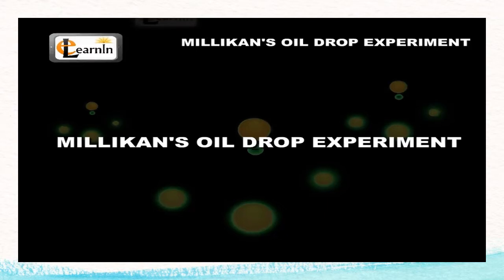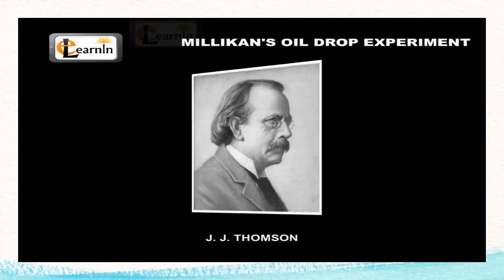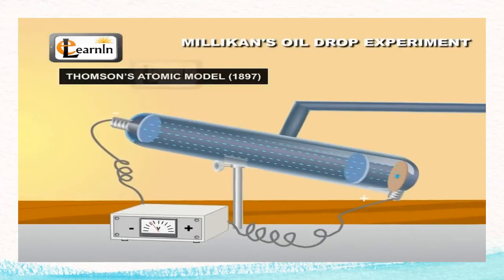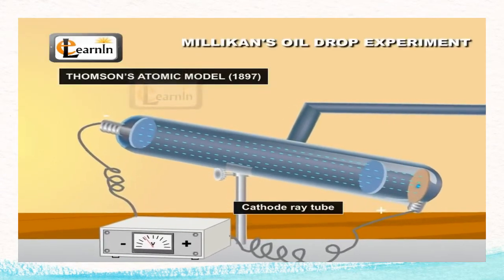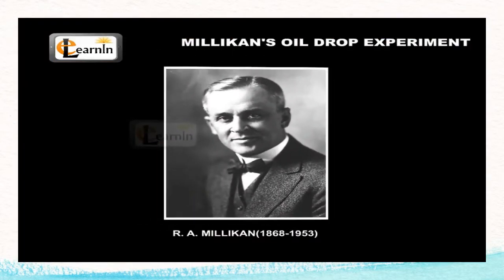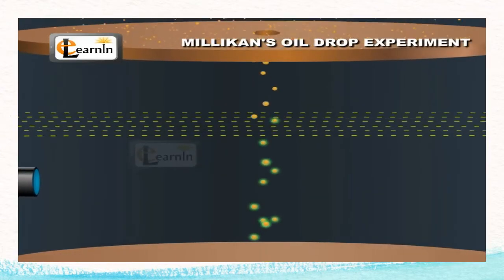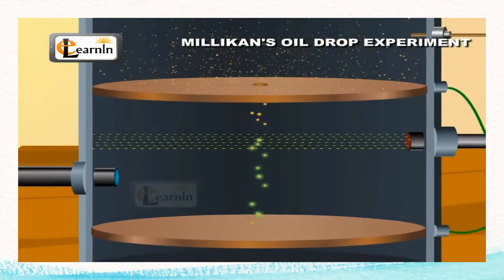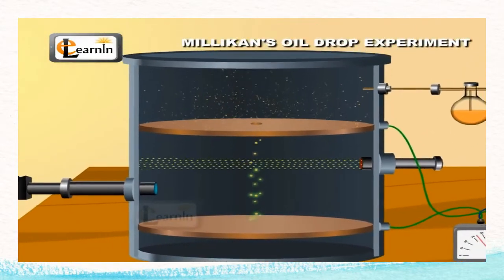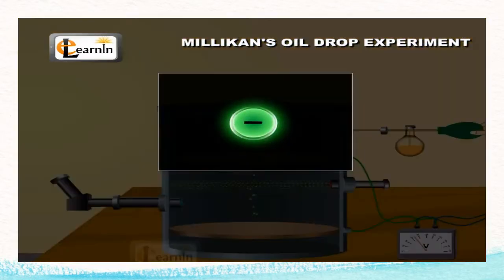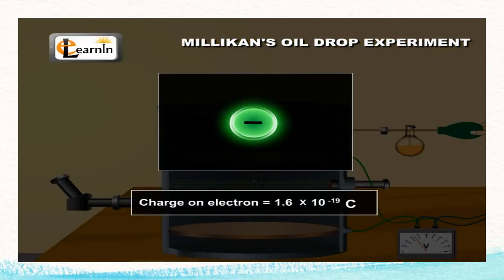Millikan's oil drop experiment. British physicist J.J. Thomson had measured the ratio of electrical charge to the mass of an electron using a cathode ray tube in 1897. Later, R.A. Millikan looked to determine the charge on the electrons. The famous method that he devised between 1906 and 1914 to measure the charge E of an electron is known as the Millikan's oil drop experiment. Using this method, he calculated that the charge on an electron was about 1.6 times 10 power negative 19 coulombs.